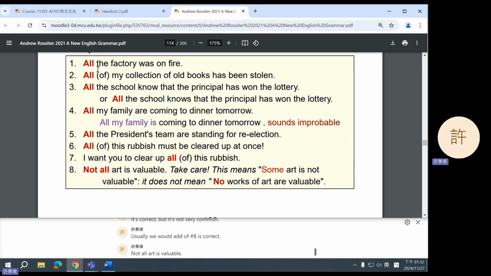And the reason I would add of is because you have a specific context. The factory, my collection, the school. It makes more sense to add of. But here, there is no context. It's just art. All art around the world, no context. So you don't need the of.